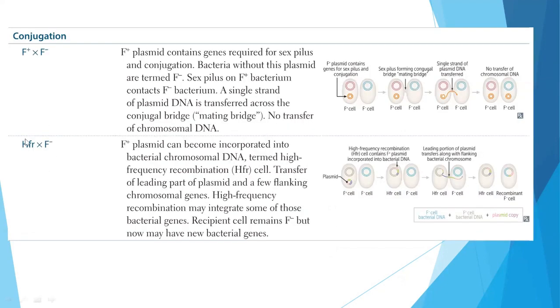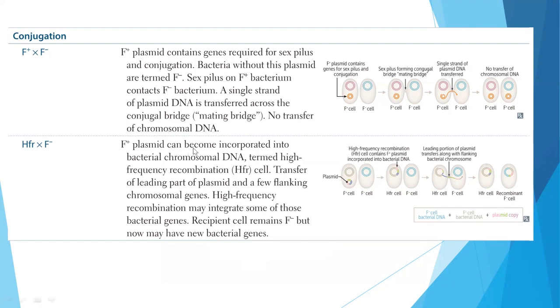Now, talking about conjugation. Conjugation is when the F plus plasmid contains genes required for sex pilus and conjugation, and bacteria without this plasmid are termed F minus. Just remember X and Y. The sex pilus of the F plus bacterium contacts the F minus bacterium, forming a mating bridge. Now a single strand of plasmid DNA is transferred from the F plus cell to the F minus cell. Since both cells now contain the DNA, both have become F plus cells, and after that there is no further transfer of chromosomal DNA.